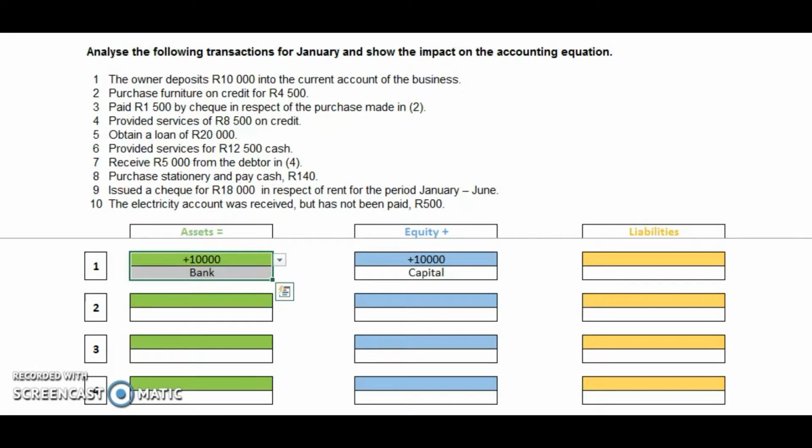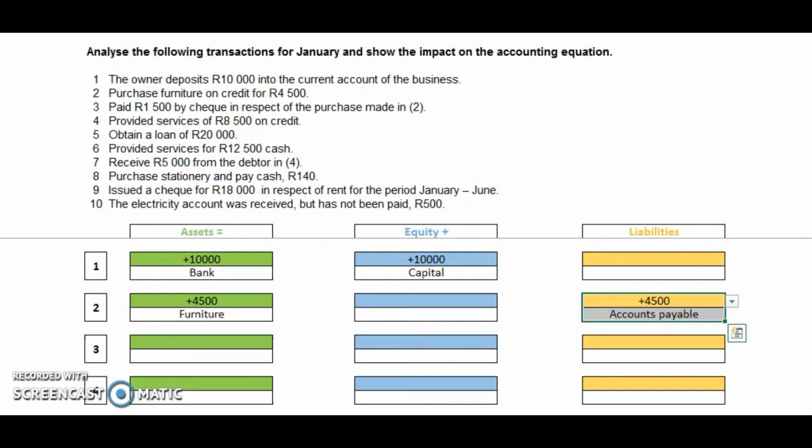Number 2 states that there is a purchase of furniture on credit for 4,500 Rand. Furniture is an asset. Assets will thus increase by 4,500 Rand. It is a credit purchase, and therefore there is an obligation to pay 4,500 Rand to whomever they are purchasing from. Liabilities will thus increase by 4,500 Rand and will record it to accounts payable, since the 4,500 Rand is payable to whom the purchase was made from.